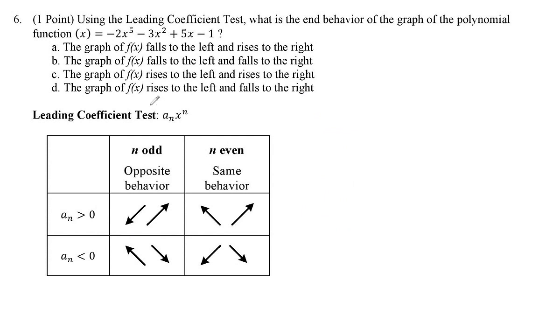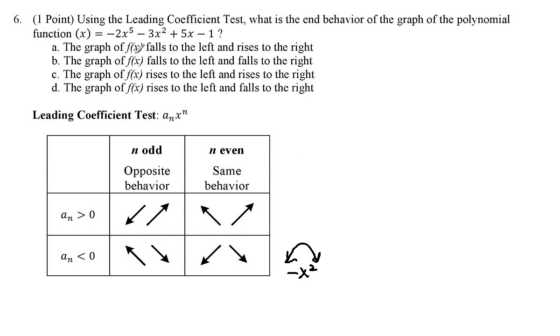If n is even here, then you have the same behavior at both ends. If your leading coefficient is greater than 0, it goes up both ways. So that would be like with an x squared graph, positive x squared. And then if n is even here but leading coefficient is less than 0, it goes down to the left and down to the right. So that would be like a negative x squared. So that'd look something like this. So those are your possibilities.